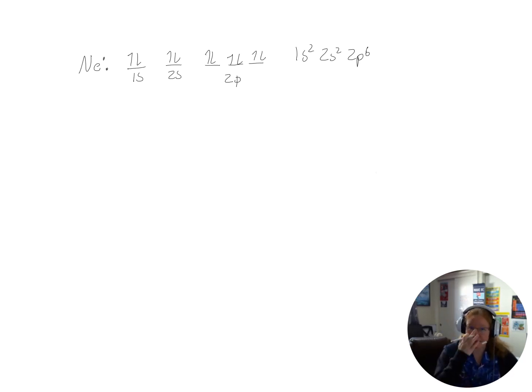Now, what do you notice about neon though? Do I have space for any other electrons in neon? I don't. So neon, coincidentally enough, ends off period 2. And so now that's full. And so when we get to period 3, we're going to have all the electrons contained in neon, and then we're going to keep adding.